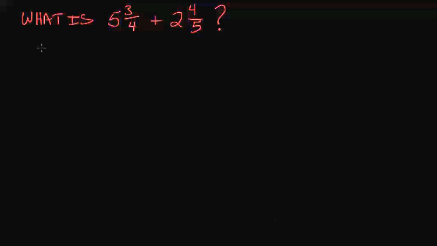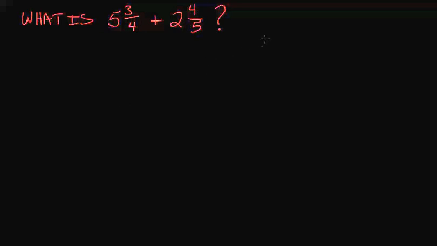Okay, what we're going to do now is add a couple of mixed numbers together. We have 5 and 3/4, and we're trying to add 2 and 4/5. Now, one of the good things about adding mixed numbers is that we can treat the whole numbers and the fractions independently. In other words, we can just operate with the 5 and the 2, and then we can just operate with the 3/4 and the 4/5.